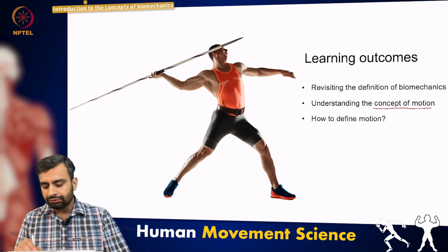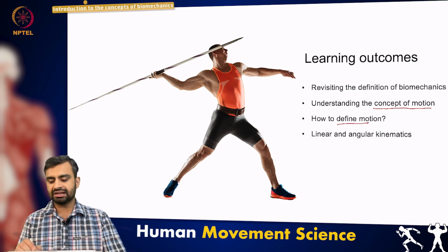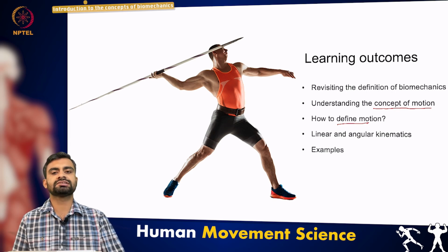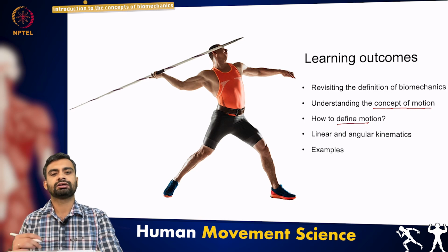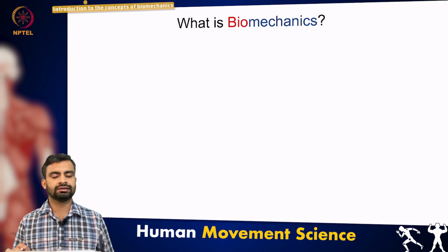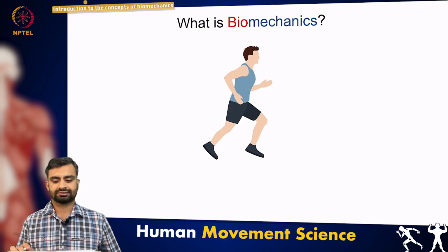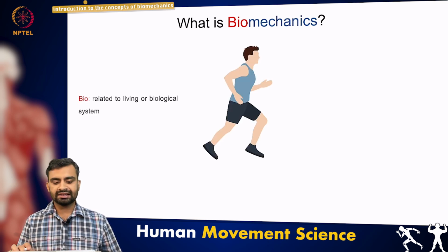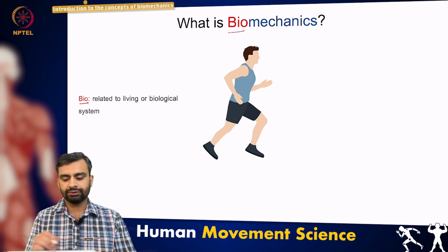We will look at how to define motion and then we will move forward towards the linear and angular kinematics, followed by few examples, like general examples and some examples from sports applications, to look at various kinematic parameters and how to derive them. So to start with, we will start with what is biomechanics.